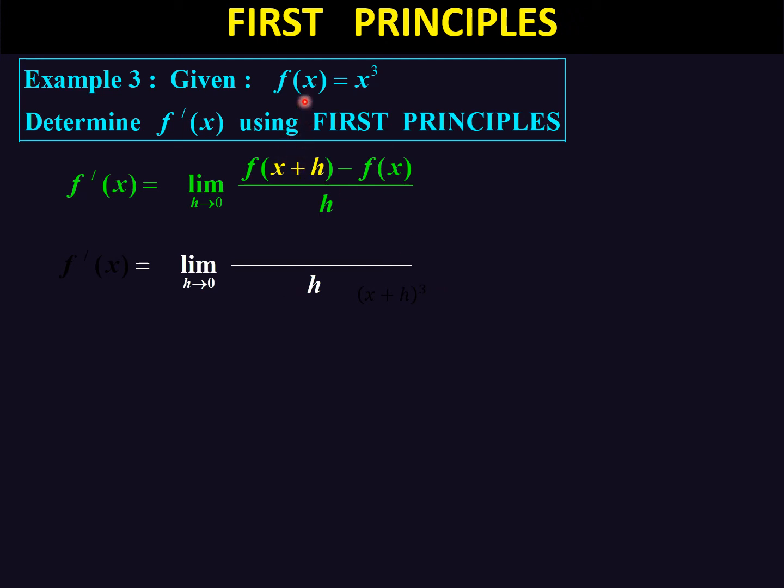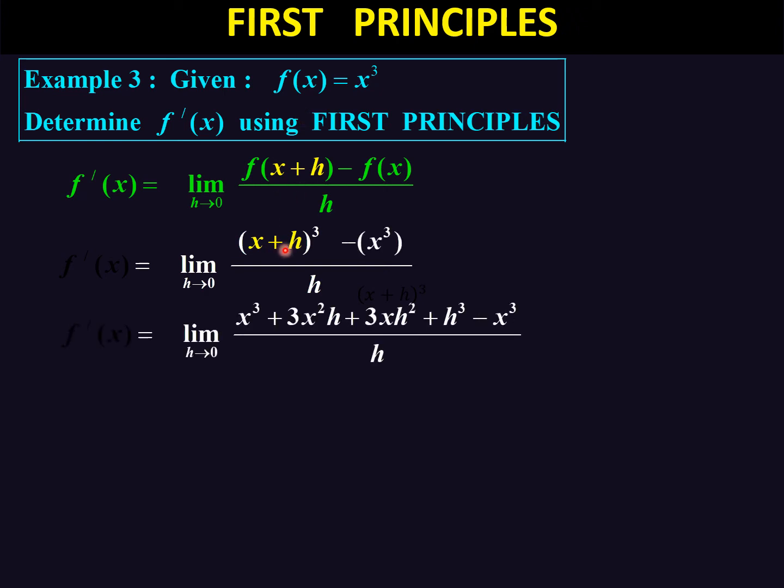X plus h, we replace the x with the x plus h, that gives us x plus h cubed minus x cubed. We now have to expand that. You can either multiply those brackets out, or you should know x plus h squared is x squared plus 2xh plus h squared. Similarly, x plus h cubed is x cubed plus 3x squared h plus 3xh squared plus h cubed, and then we subtract that.